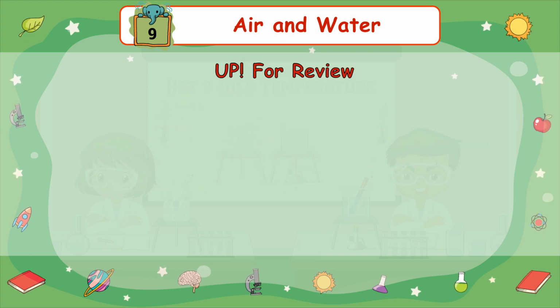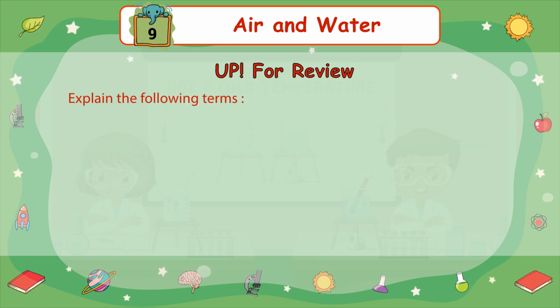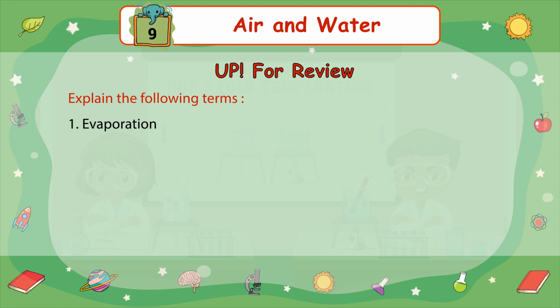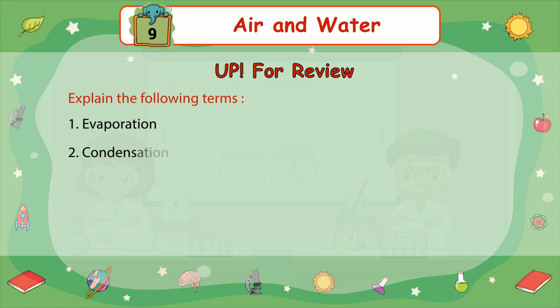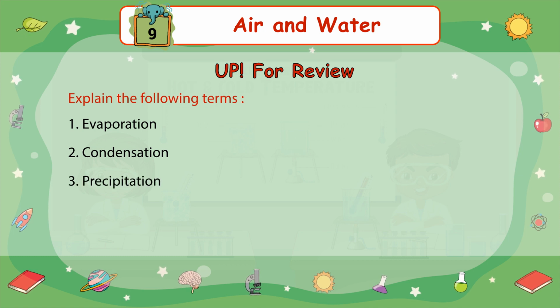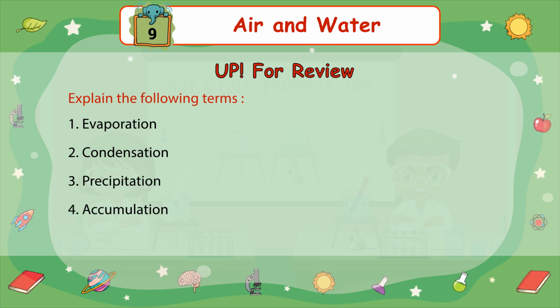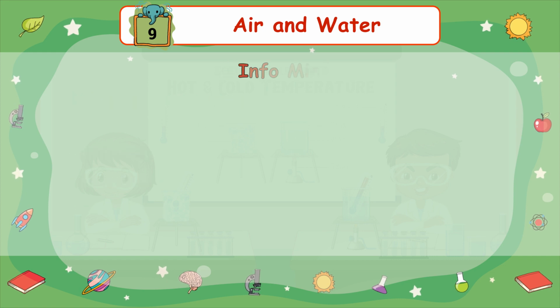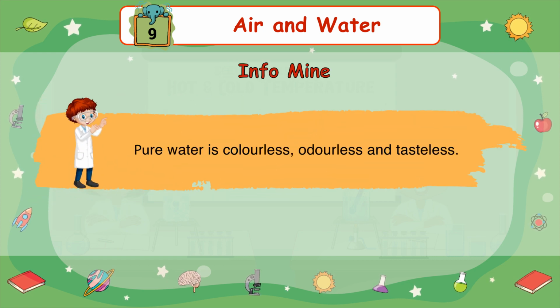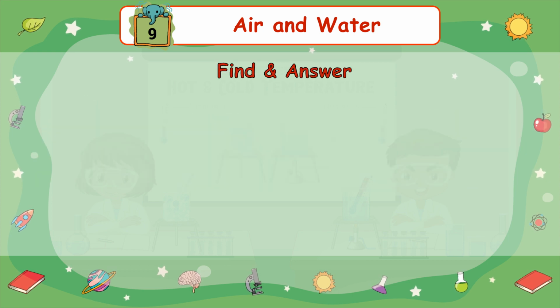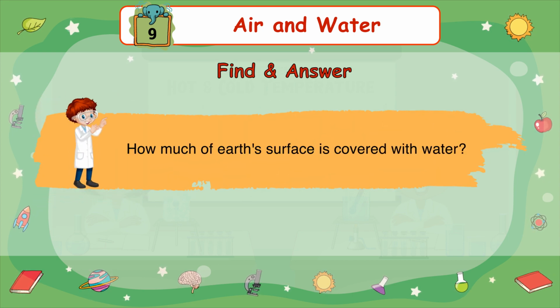Up for review. Explain the following terms. Number 1, evaporation. Number 2, condensation. Number 3, precipitation. Number 4, accumulation. Infomine. Pure water is colorless, odorless, and tasteless. Find and answer. How much of the Earth's surface is covered with water?